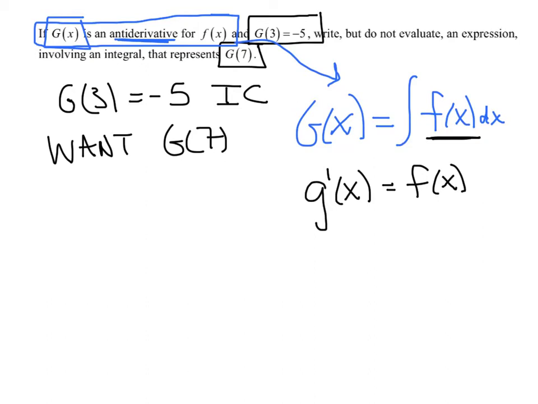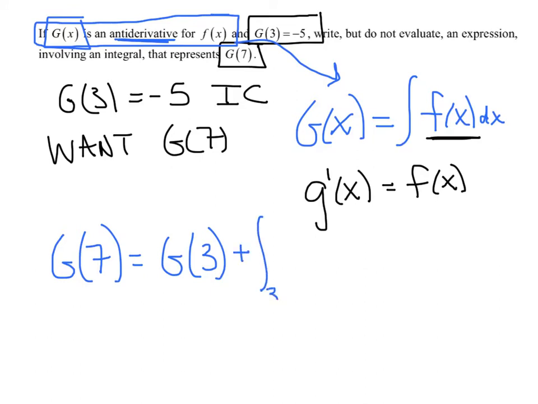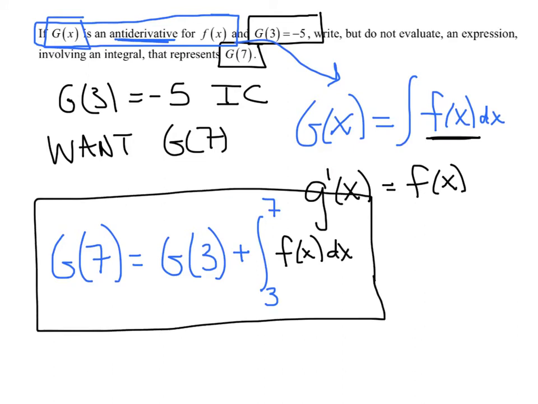All right, so let's set her up. Remember, it's your want. So I want g of 7 equals the initial condition, so g of 3. Notice those are capital G's there. Plus the integral. What's your initial bound to want bound? Now we just have to figure out who we're integrating. If we want to get g of x as an answer, g of x is the antiderivative of f of x, so I am integrating f of x dx. And that's all this question says: set up, but do not evaluate, an integral that will get us g of 7.